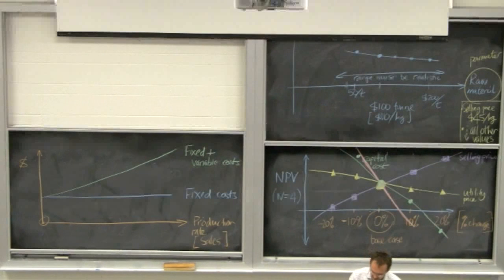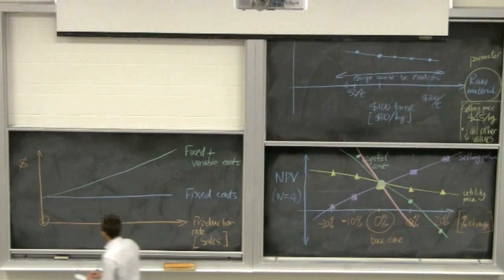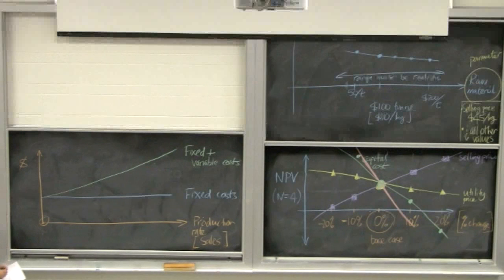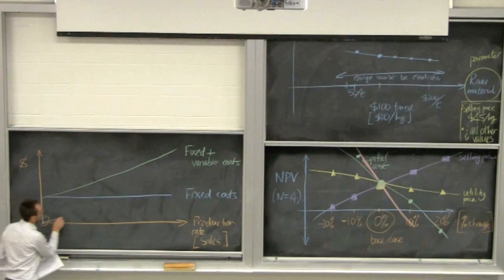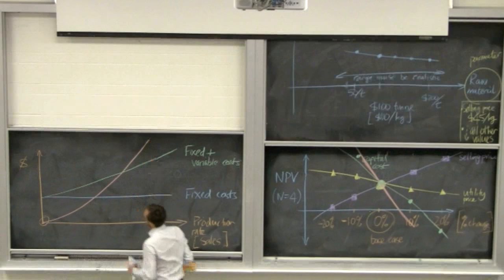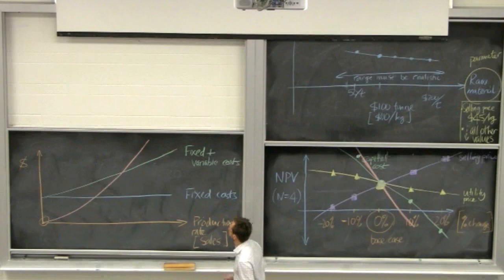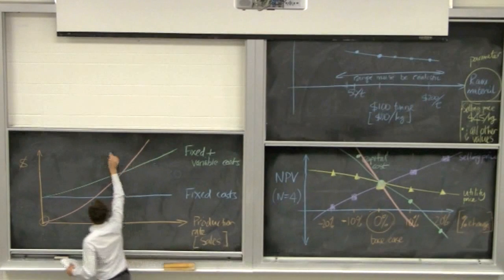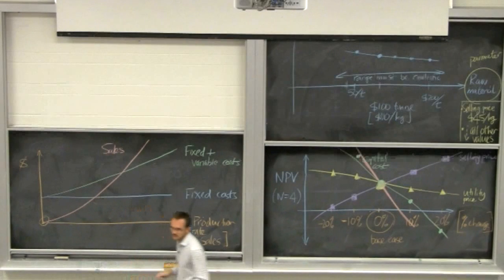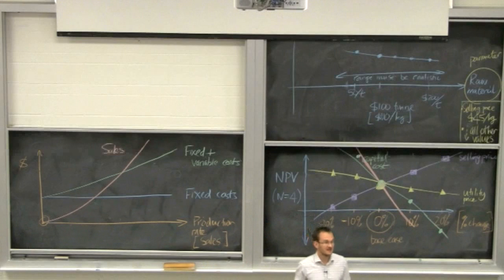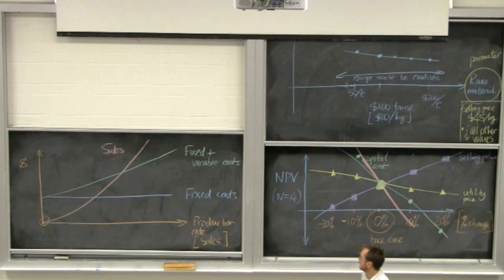And then the final price or cash flow I'd like to show in here is sales. So if you're producing zero product, you've got no sales. As you start producing product and you sell it, you might be making sales and you get a curve that looks something like that. So in red then is revenue or sales. Assuming in this example that everything you produce you're able to sell.